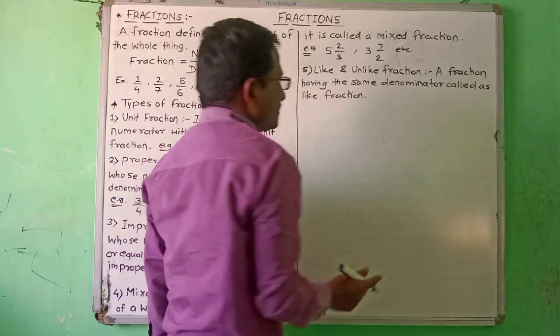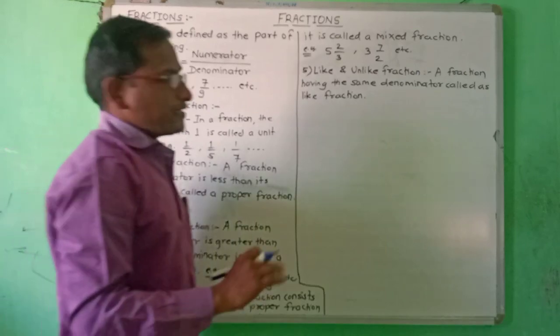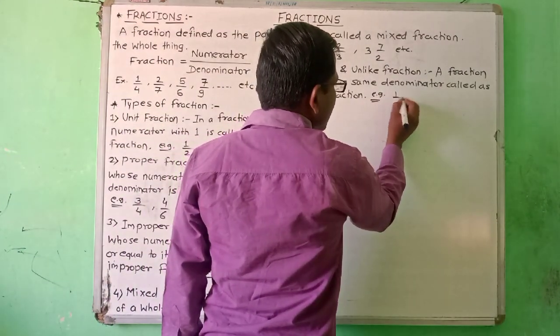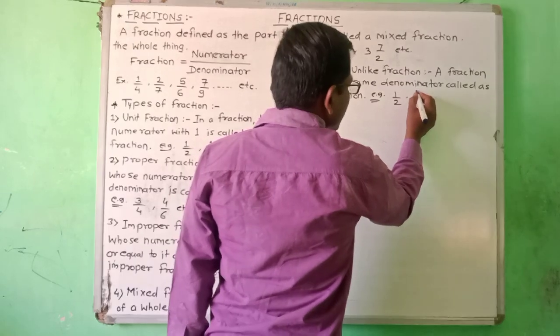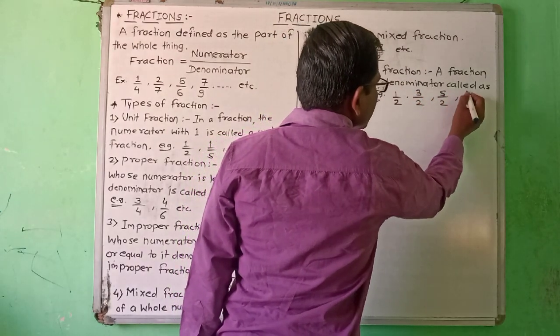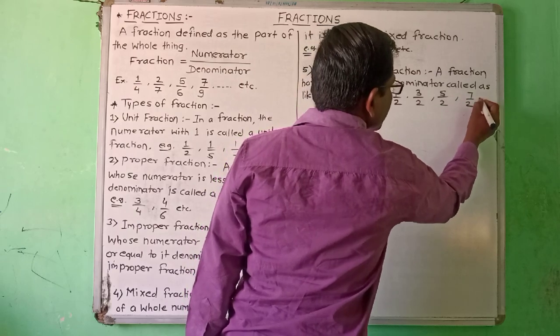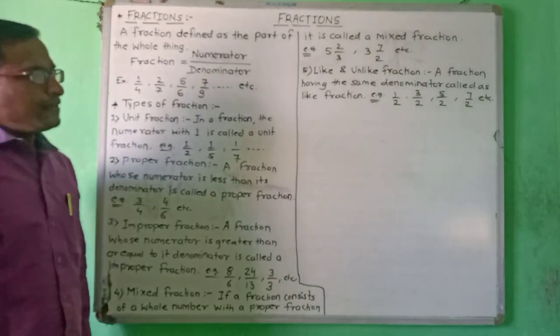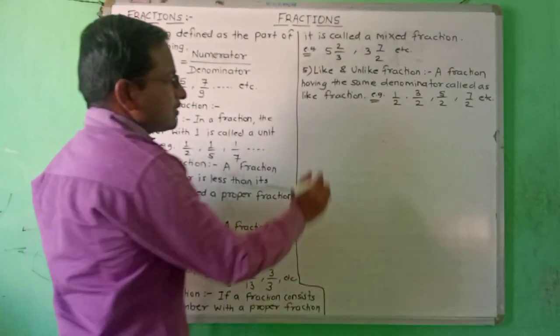Example of like fraction. In a like fraction, denominators are same. For example, 1/2, 3/2, 5/2, 7/2, etc. In a like fraction, denominators are same or equal.